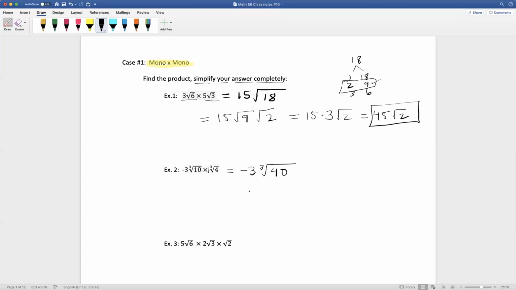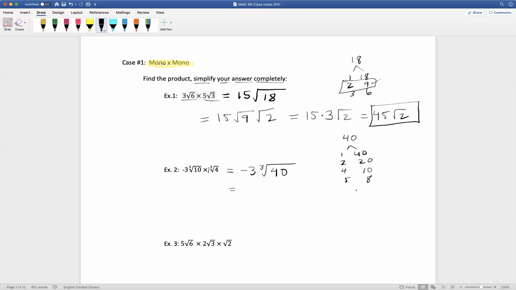So initially we end up with negative 3 times the cube root of 40. When we simplify that, what do we get? Well, the cube root of 40. Let's look for any perfect cube factors of 40. 1 and 40, 2 and 20, 4 and 10, 5 and 8. Are any of these guys perfect cubes? Again, it's possible that you can't simplify it any further, but sometimes you will be able to simplify it further.